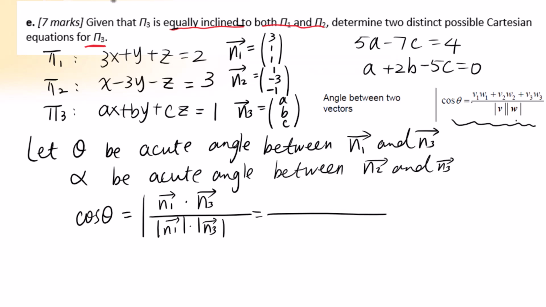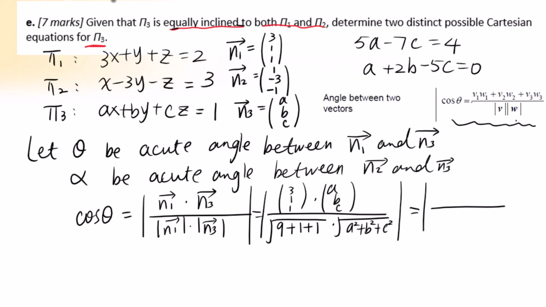Equals 3, 1, 1 dot A, B, C over square root. 3 squared is 9, 1 squared is 1, 1 squared is 1, times A squared plus B squared plus C squared. So we get 3A plus B plus C all over square root 11 times square root A squared plus B squared plus C squared.